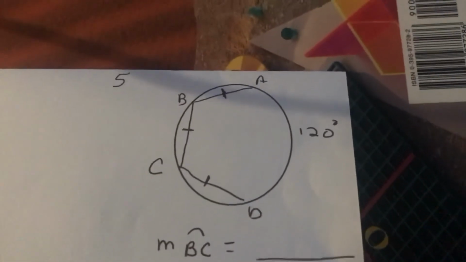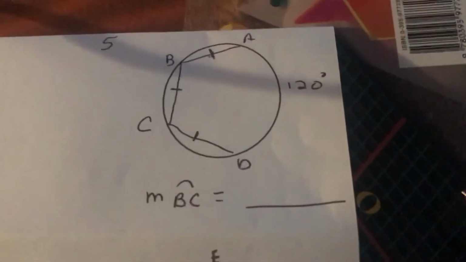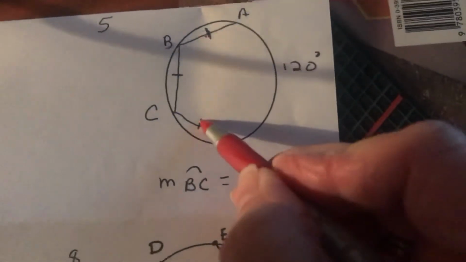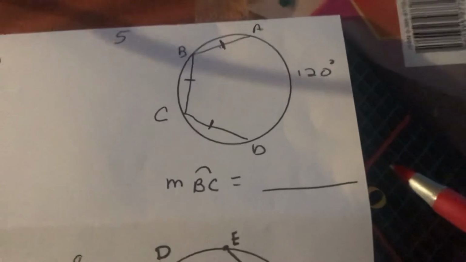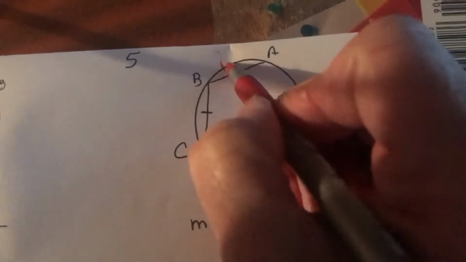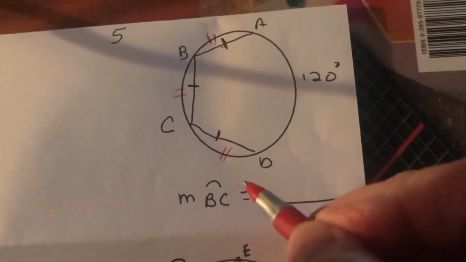Number 5. We have 5 congruent chords. Chord AB, there's a little mark. Chord BC, there's a little mark. Chord CD, there's a little mark, are congruent chords. And congruent chords in the same circle or congruent circles have congruent arcs. So arc AB, arc BC, and arc CD are congruent arcs.